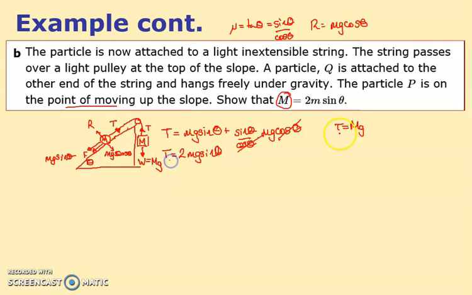And of course, these two tensions in the rope are the same. So therefore, 2mg sine theta equals Mg. The g's cancel, and M equals 2m sine theta. Yes, it does. So that's where that all comes from, 2m sine theta. It took a long time to get there, but after going through that, we have got the right result.